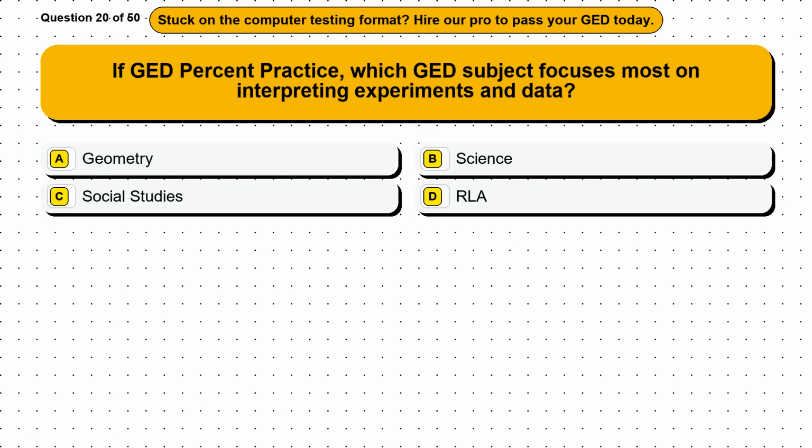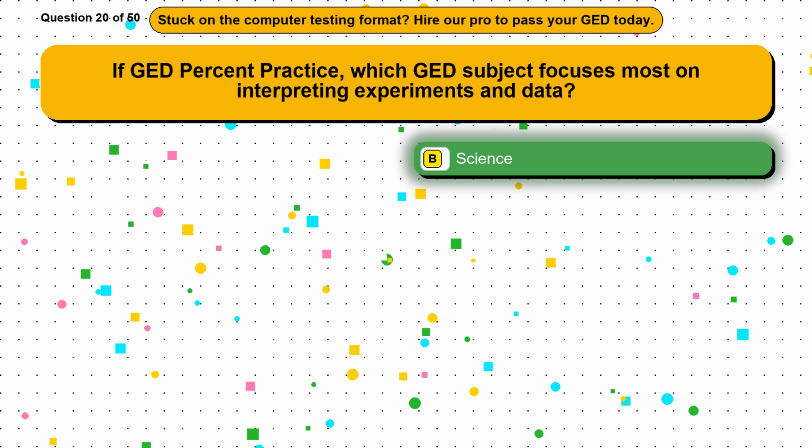Question 20. If GED percent practice, which GED subject focuses most on interpreting experiments and data? Option A, geometry. Option B, science. Option C, social studies. Option D, RLA. The correct answer is option B.